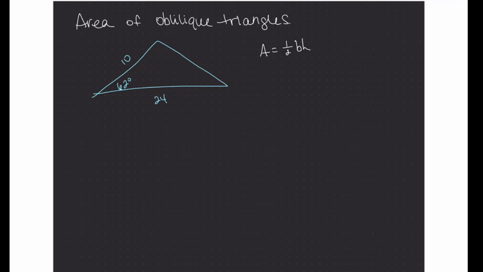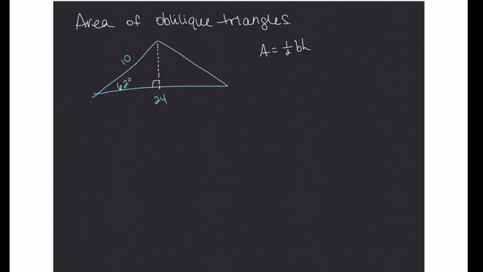If I were to give you this problem last year in Algebra 2, I'd say what we could do is drop down a perpendicular. We could start at this angle and drop down to make a 90-degree angle. Now we have two smaller triangles. If we can find that height and these two bases, we could find the area of both of those triangles and add them together.